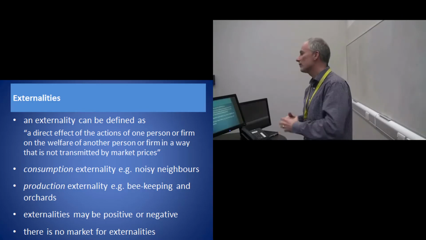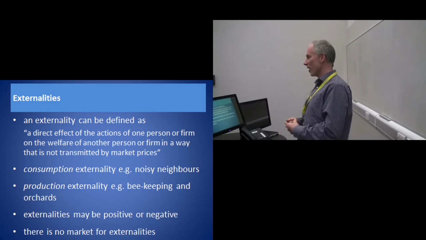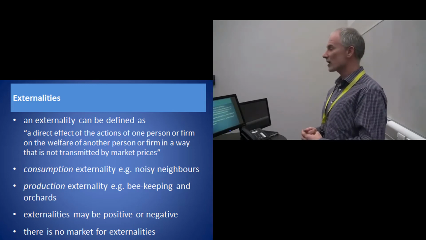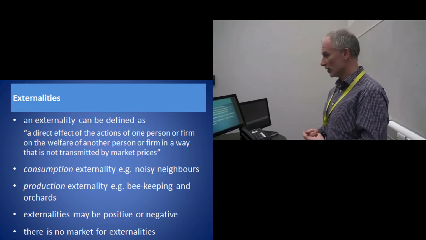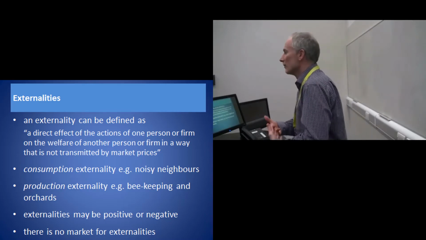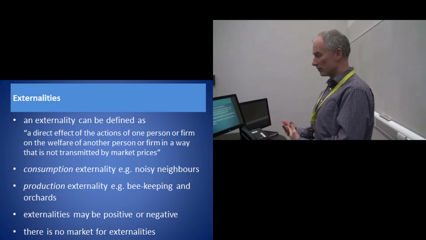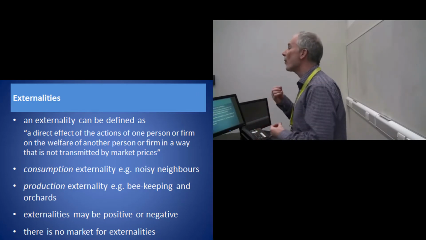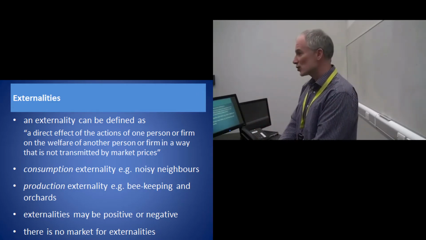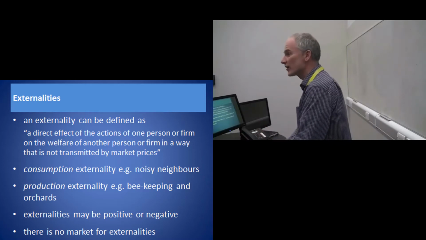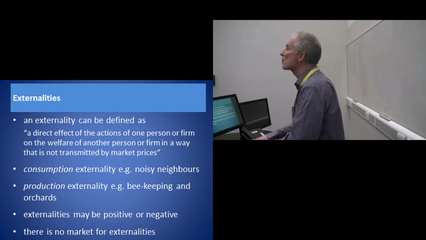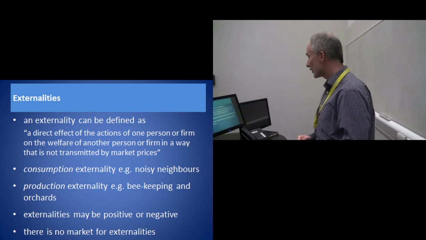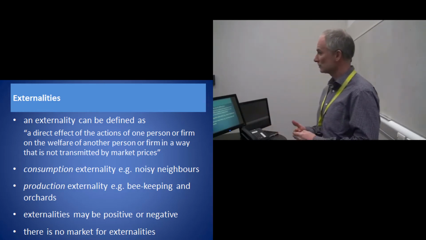Now, in the same way, we could also define a production externality. A production externality will occur when the production activities of a firm affect the welfare or the opportunities available to consumers or indeed other firms. So that's a production externality. It comes as a byproduct of the production process.